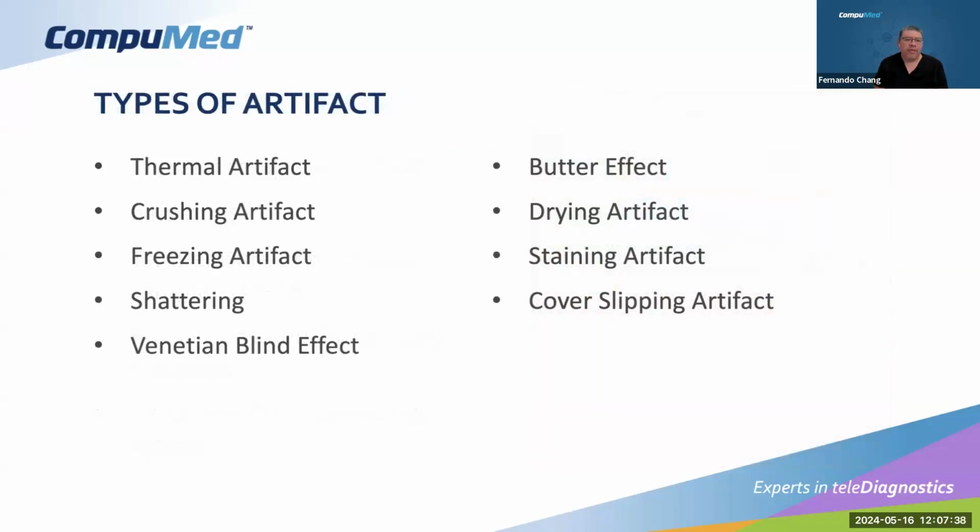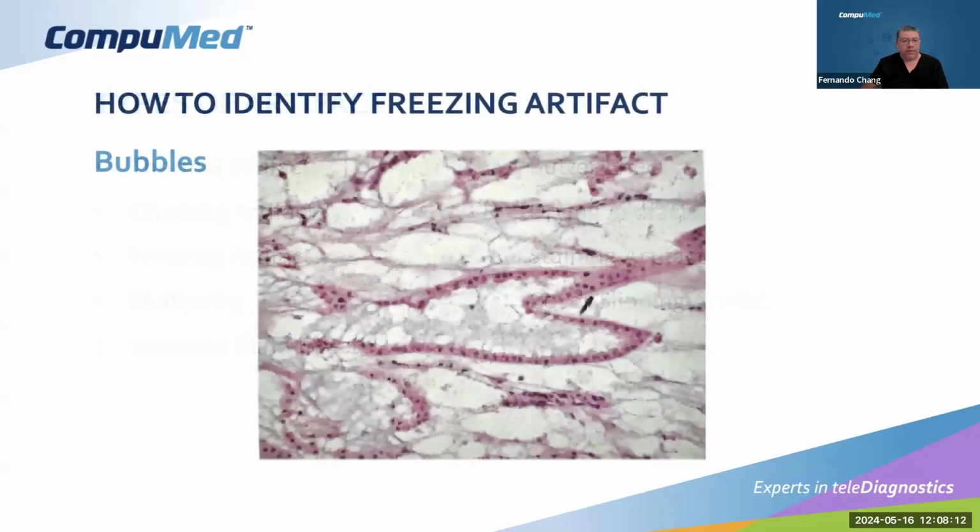Now we have different types of artifacts. And hopefully in the following series of talks with you guys, we're going to talk about thermal artifact, crushing artifact, shattering, the Venetian blind effect, the butter effect on sections that are fatty or are not at the right temperature, the drying artifact, the staining artifact, and something I found lately, the coverslipping artifact, that can also have a huge impact on interpreting the slides. But in this case, we're going to focus on freezing artifact.